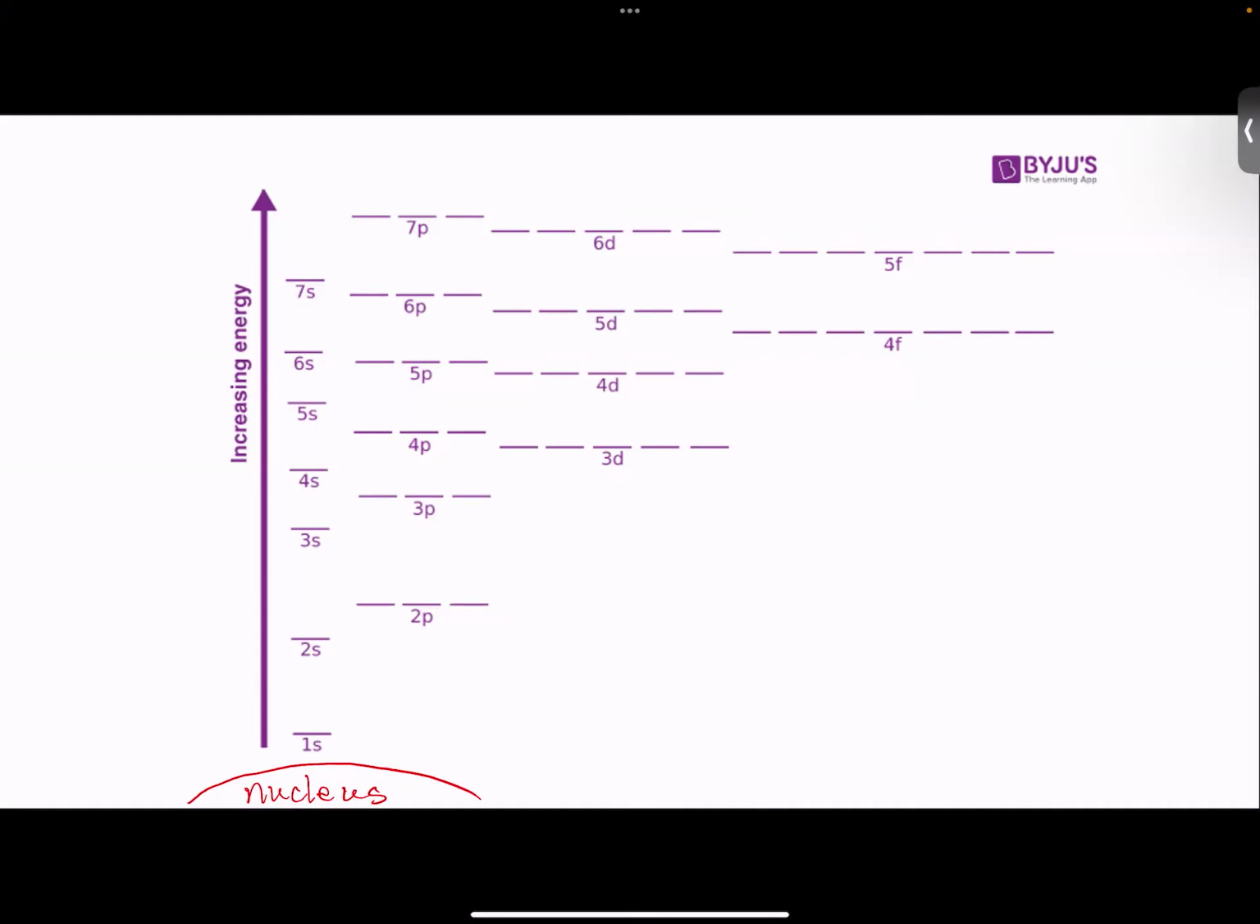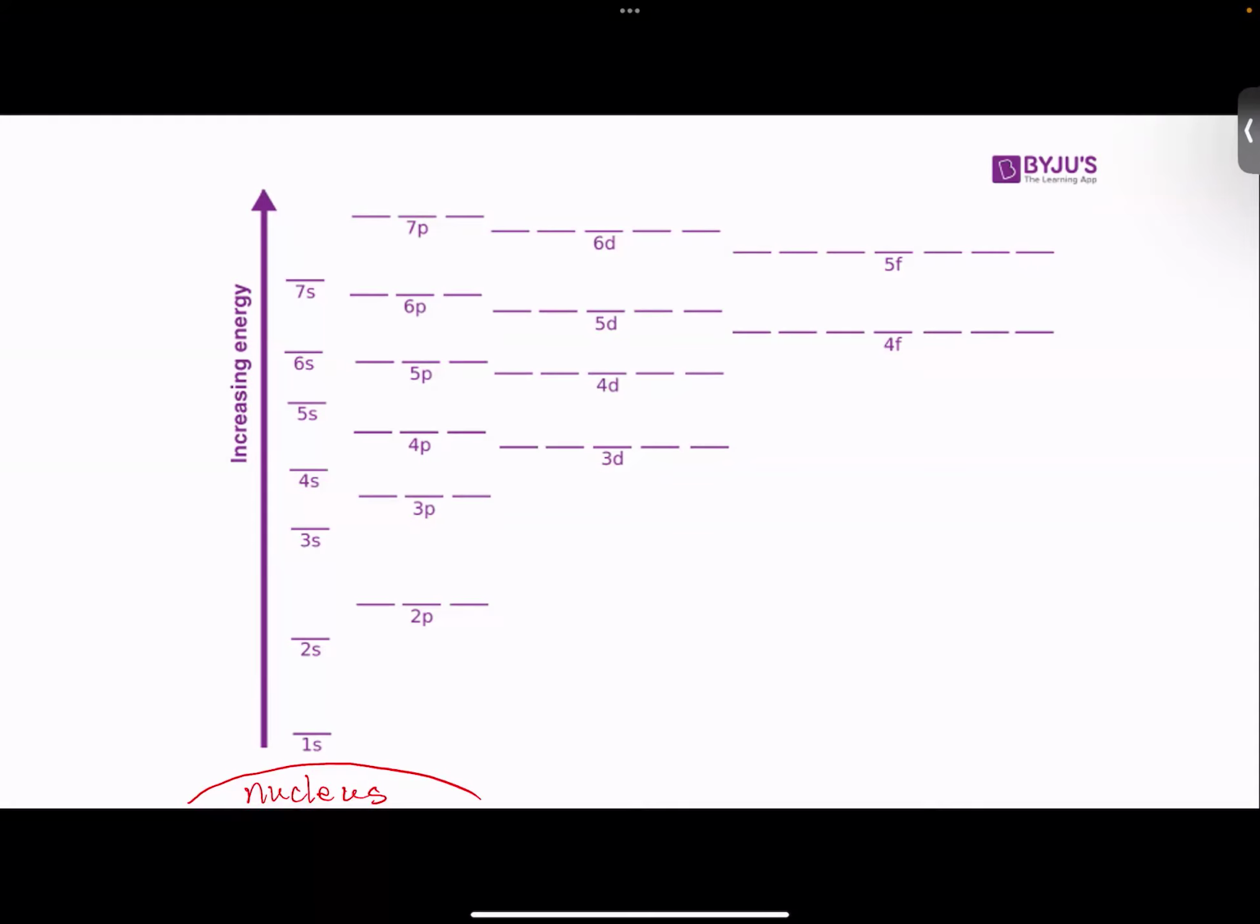Now, you'll notice that there is a pretty good distance between the first shell and the second shell. The distance between the second shell and the third shell is also reasonably decent. But as you get further out, the distance between those shells, n equal to 1, 2, 3, 4, 5, 6, 7, the difference between those energies becomes less and less.